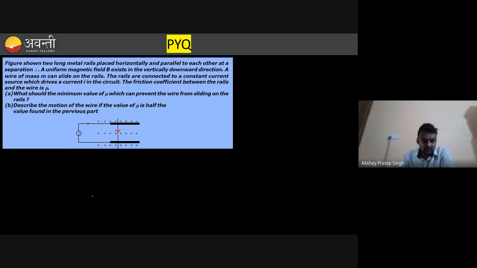Is the color visible? Now, one thing. After looking at the diagram, can you tell me whether the magnetic force will act on the wire or not? I'm just talking about the wire. Let's suppose this is PQ, the wire. Can anyone tell me, will there be any magnetic force acting on this wire or not?